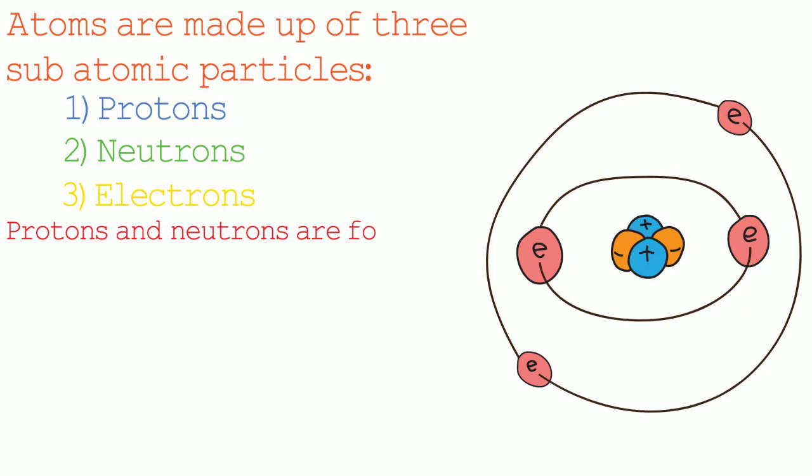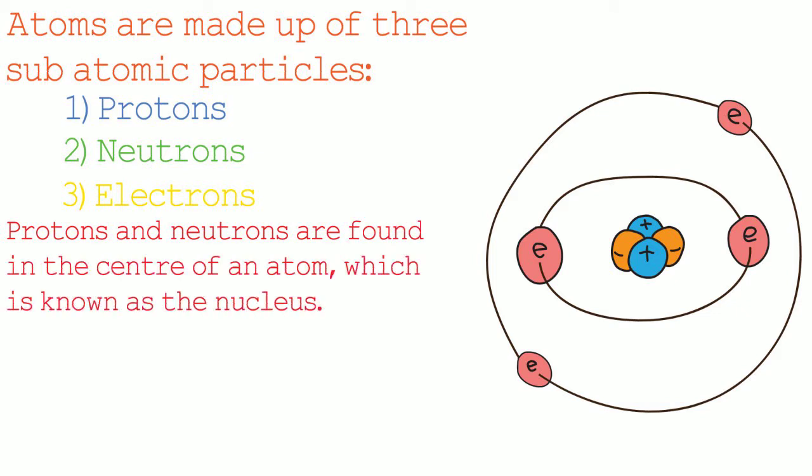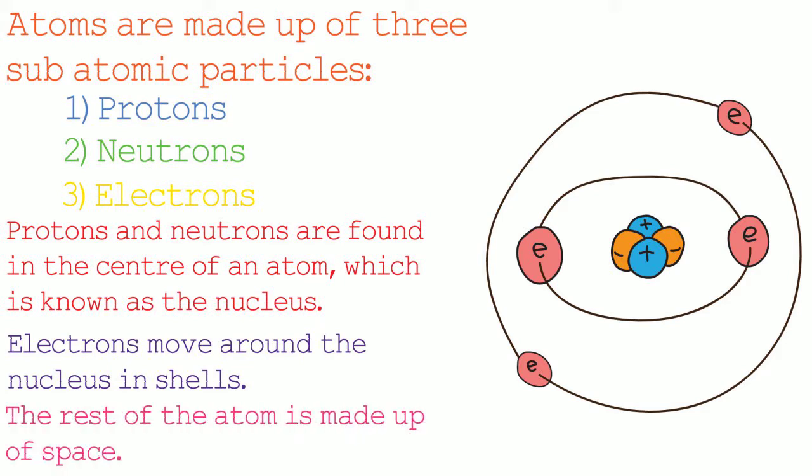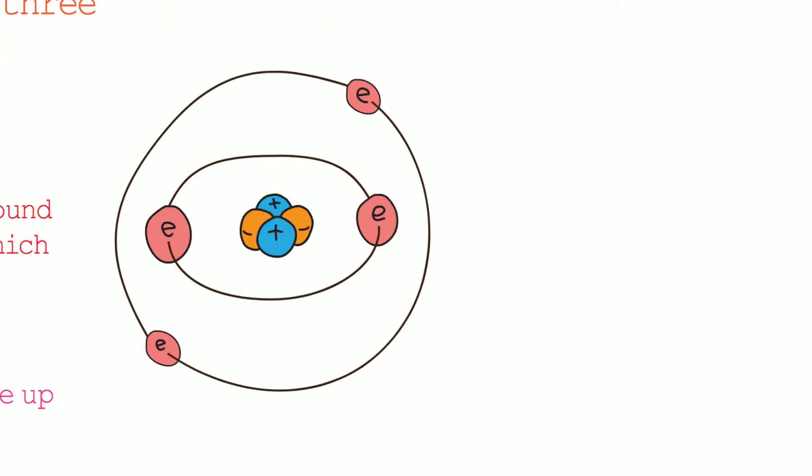So protons and neutrons are found in the centre of an atom, and the centre of an atom is known as a nucleus. The nucleus is tiny in comparison to the size of the rest of the atom. Then the electrons move around the nucleus in shells. Electrons are much smaller than protons and neutrons, and this is why the electrons have a mass of 0 and the protons and neutrons have a mass of 1.